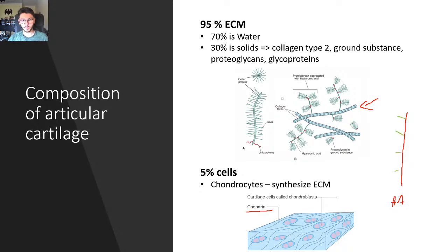And it looks like a brush. And this brush is negatively charged, which attracts water. So H2O gets attracted to that. And what this means is that we have this negatively charged structure, we have these chondrocytes in between, and the fact that there's so much water enables it to have this cushioning effect.